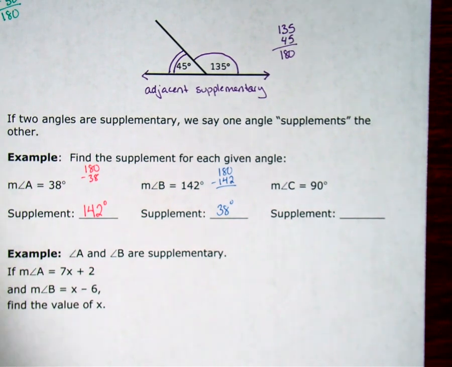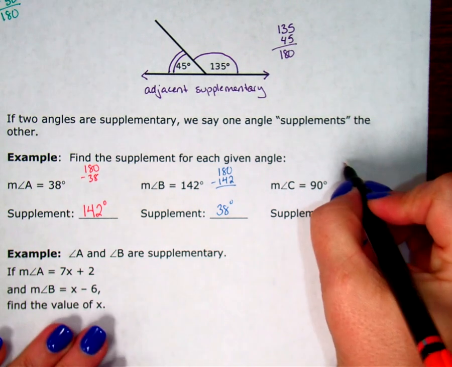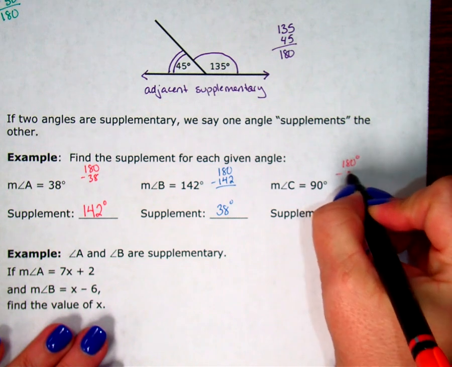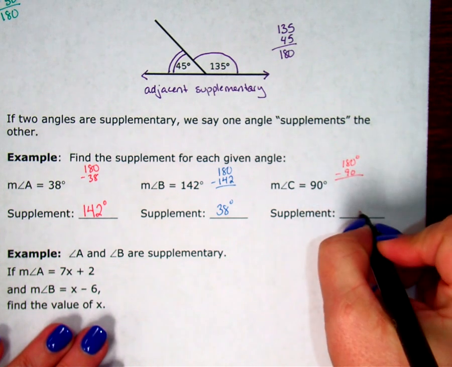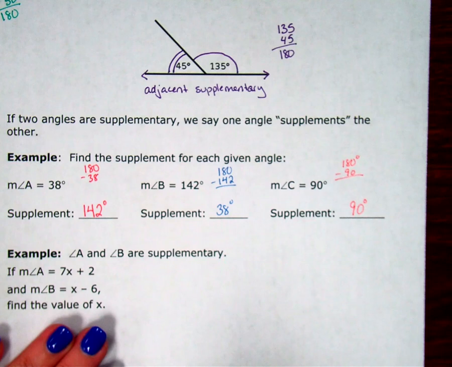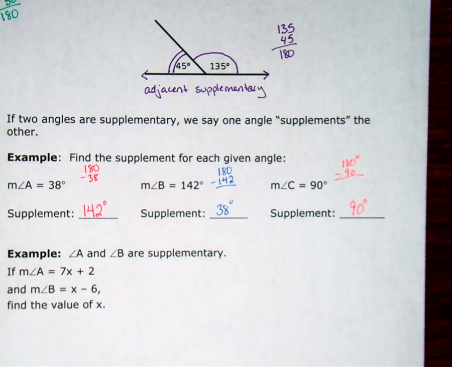And then the measure of angle C, if I have 90 degrees, then 180 minus 90 is 90 degrees. Two right angles make 180 degrees.